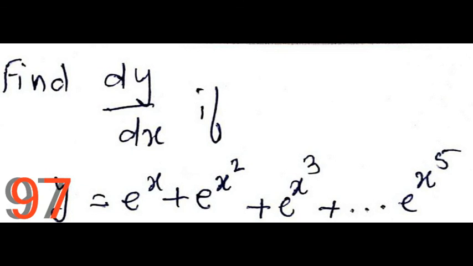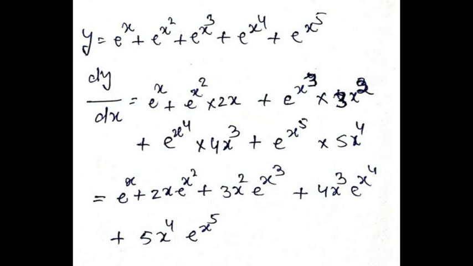Find dy by dx if y is equal to e raised to x plus e raised to x square plus e raised to x cube, etc., e raised to x raised to 5. Derivative of e raised to x is e raised to x, derivative of x square is 2x, and x cube is 3x square, x raised to 4 is 4x cube, x raised to 5 is 5x raised to 4. Therefore, we get the answer e raised to x plus 2x e raised to x square plus 3x square e raised to x cube plus 4x cube into e raised to x raised to 4 plus 5x raised to 4 into e raised to x raised to 5.